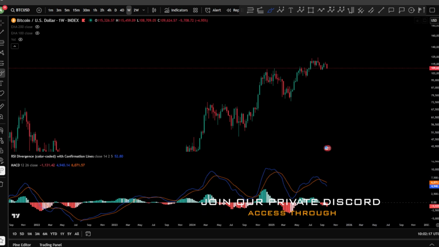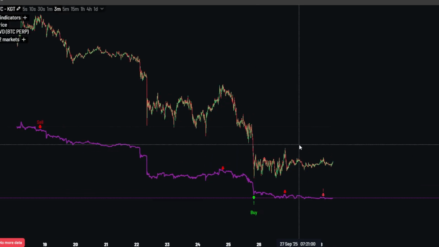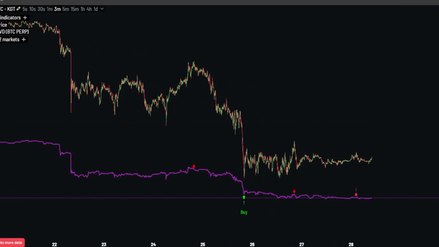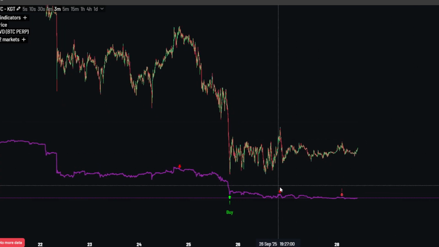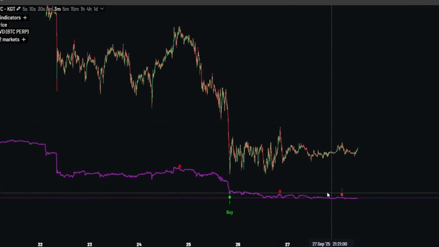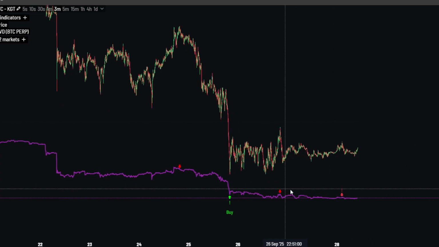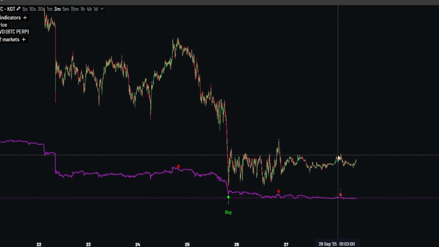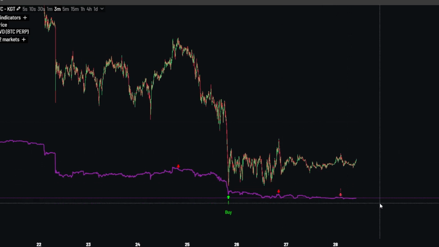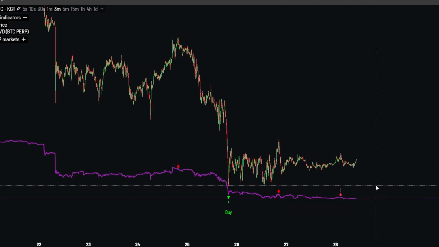Let's move to the next one, which is the KGT. For the KGT here on the 3-minute chart, we can see for this range and this corrective wave a lot of selling pressure still there, and in convergence with the price action and the CVD line, we see that this might unfold a further downtrend sooner or later.